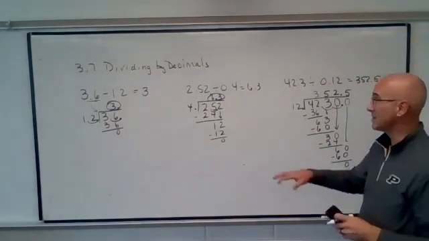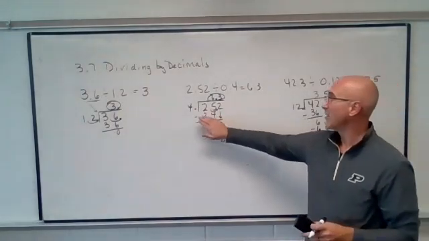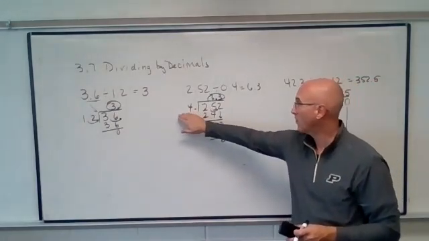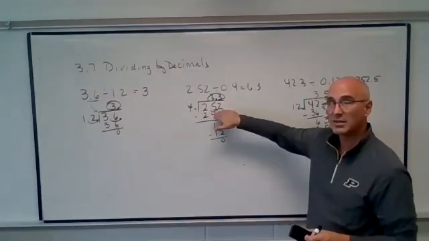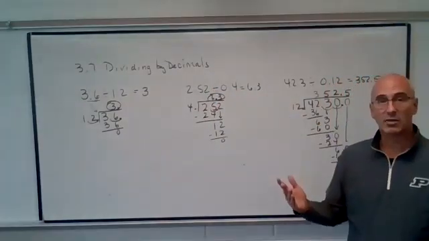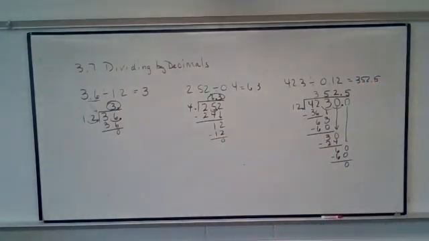So the secret is, first of all, putting the right number inside the division box, then moving the decimal places the same amount for your dividend and your divisor, and then moving up to the quotient. And that is how you divide by decimals. Be sure to practice.